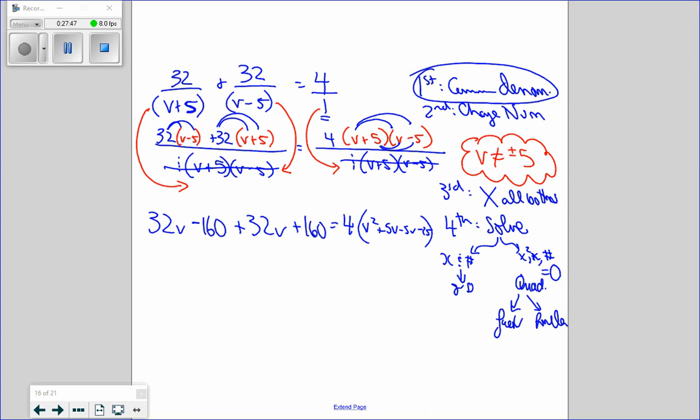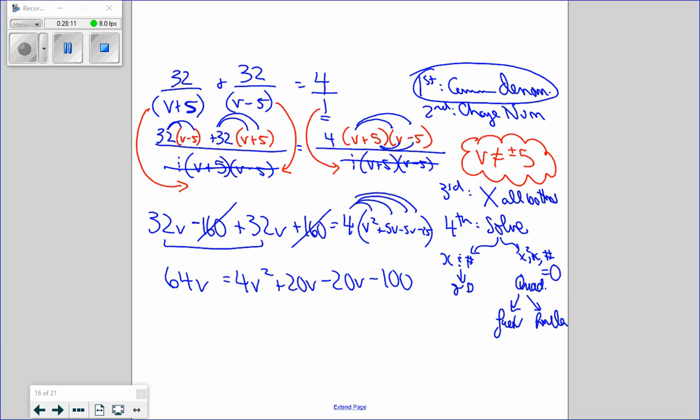Now we're going to start simplifying. 32 plus 32 is 64V. Negative 160 and positive 160 cancel out. Now, multiplying through by the 4, 4V squared plus 20V minus 20V minus 100. And then the 20Vs cancel out. Now you can cancel them out at an earlier step. I just chose to keep them around.